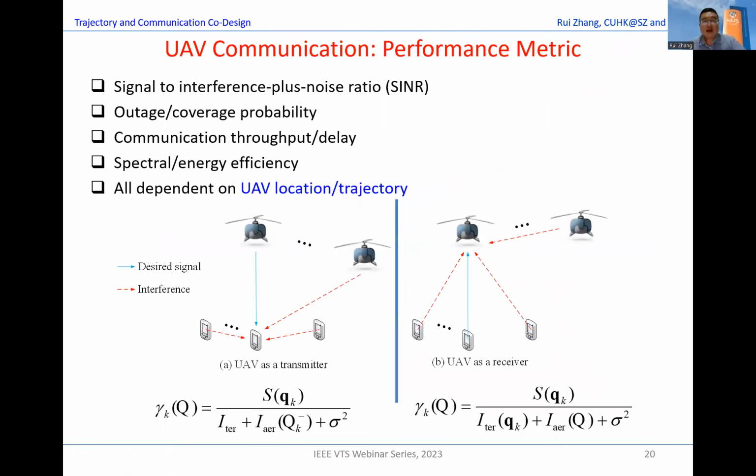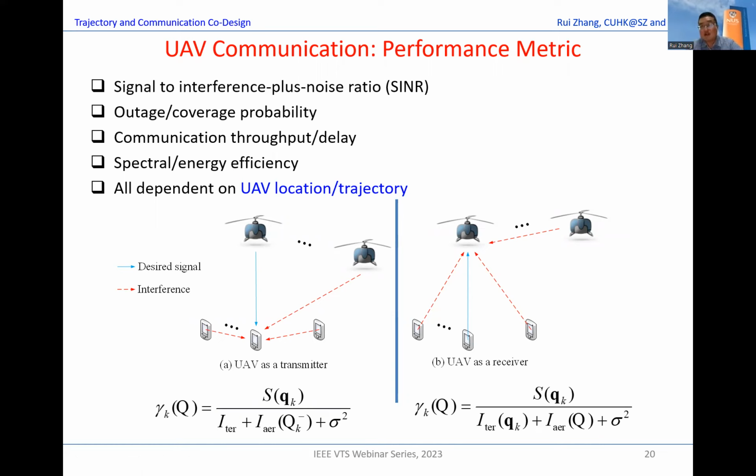So we can now use the traditional communication network performance metrics, for example, signal to interference plus noise ratio, SINR, the outage and coverage probability, communication throughput, delay, spectral and energy efficiency, and so on and so forth. All of those are very well-known existing metrics for wireless communication networks. But the only difference now is that if we model them in the UAV communication scenario, they all become variables of the UAV location, or the location over time. That is called the trajectory. For example, in the figure on the left, when the UAV transmitter sends data to a ground receiver, the direct channel power is related to this transmitting UAV's location.